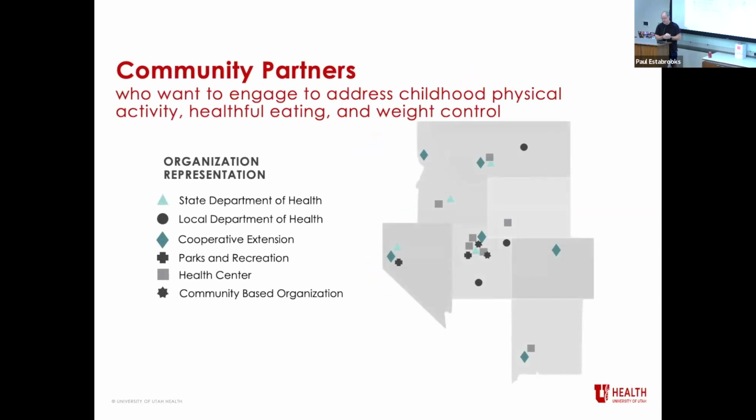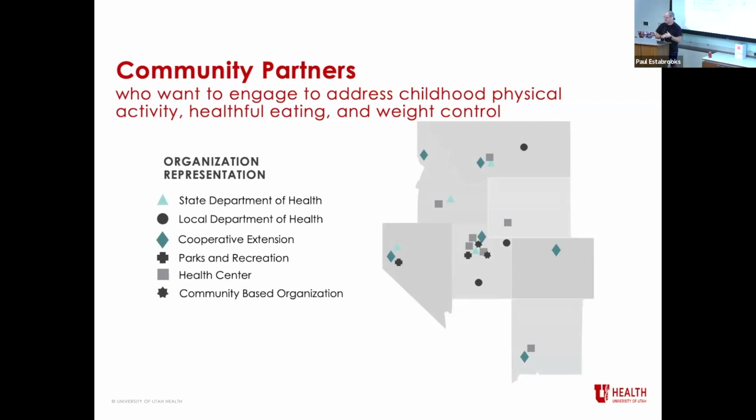So our community partners here, right now within our Mountain West Prevention Research Center, we've developed a lot of community partnerships in our Family Healthy Weight Collaborative. You can see here it's across 6 states. I won't list them all, but hopefully you guys know your geography.